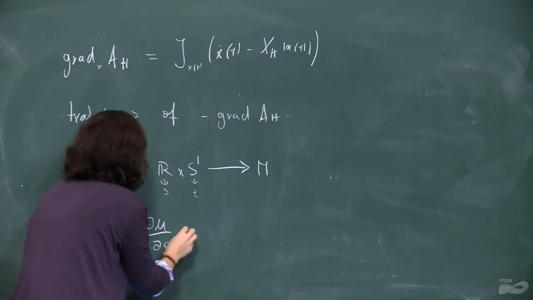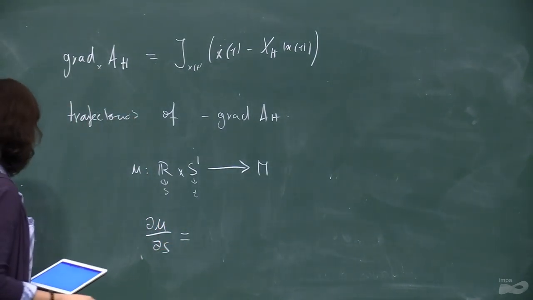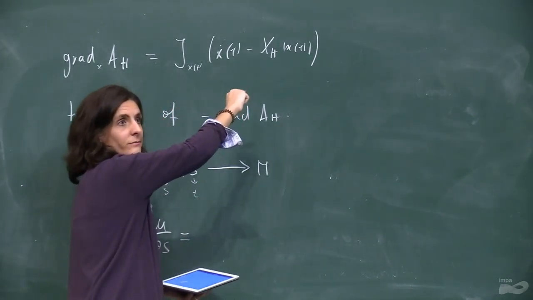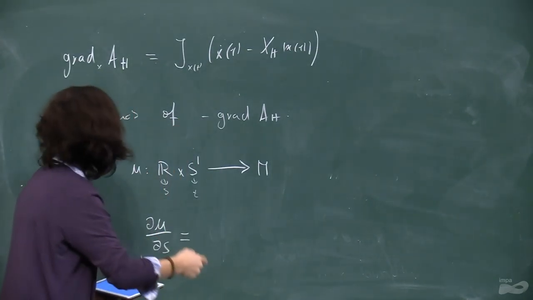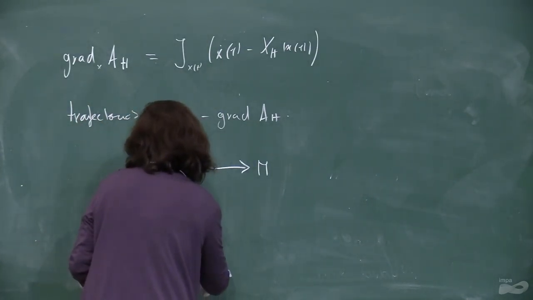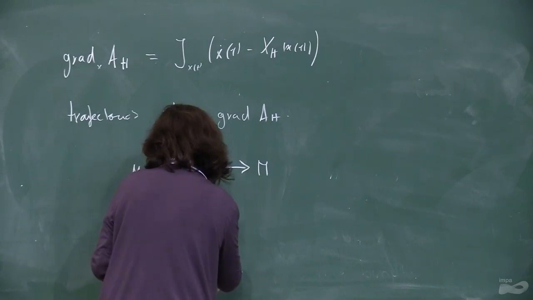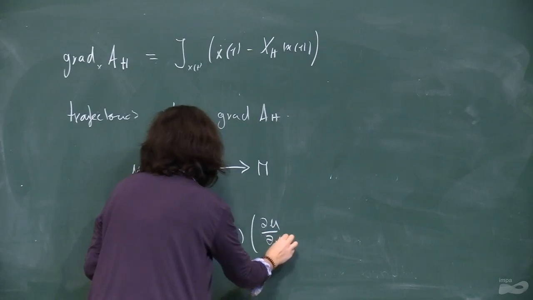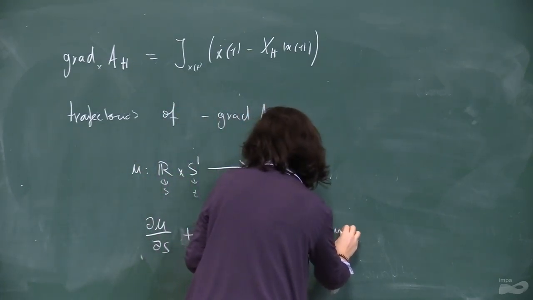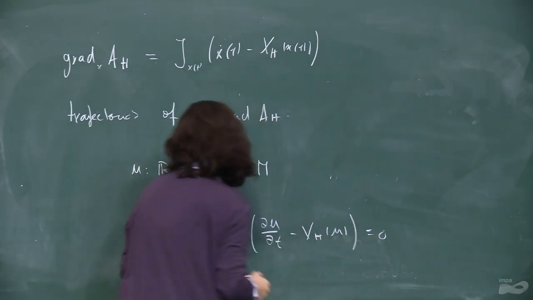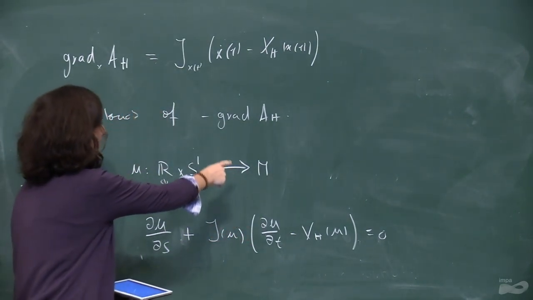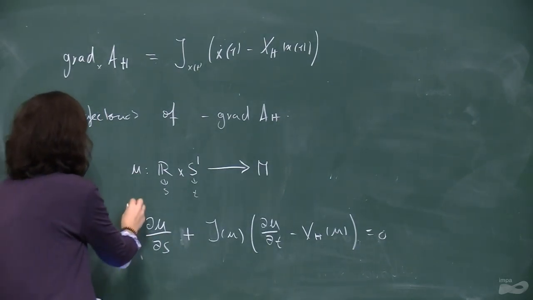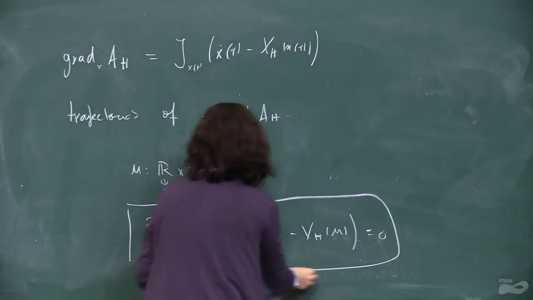du/ds must be equal to minus this J times this term. So let me write it as du/ds equal to plus J(u) du/dt minus X_H(u) equal to zero. So this is equal to minus this. I'm looking into minus the gradient, okay? And this is what's called Floer's equation.